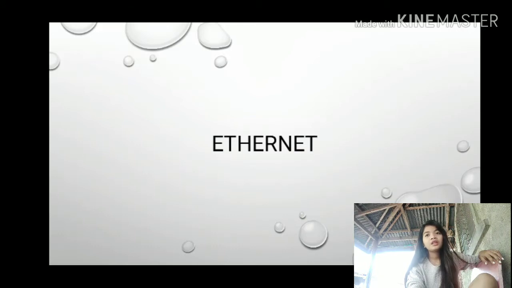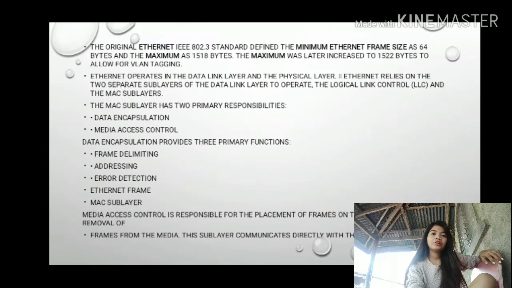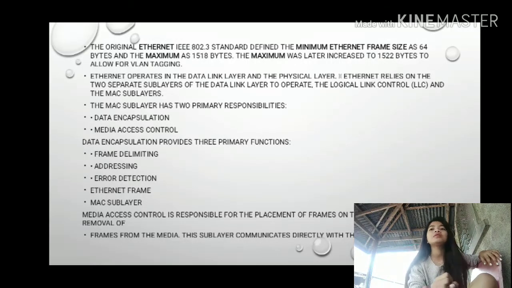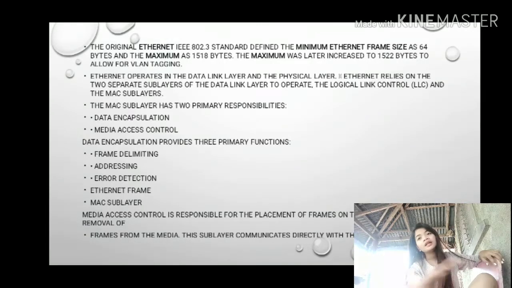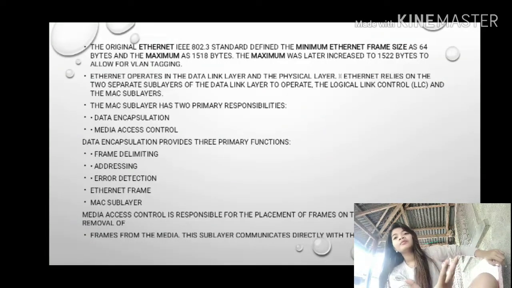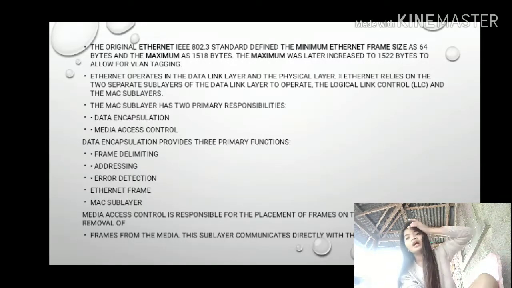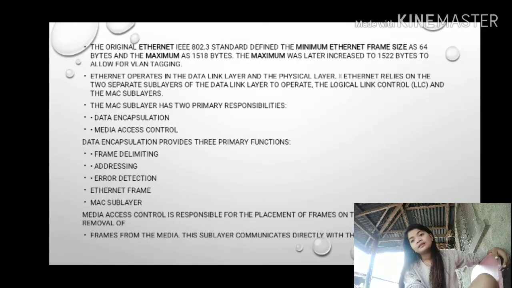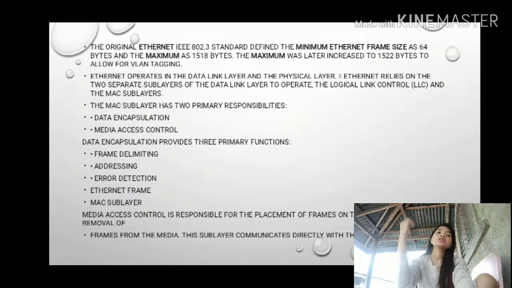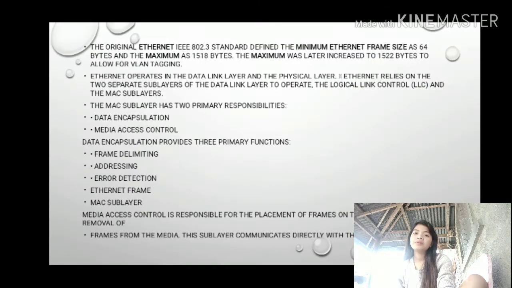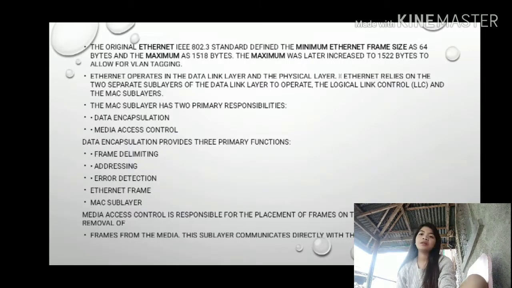Ethernet relies on two separate sublayers of the data link layer to operate: the logical link control (LLC) and the MAC layer. The MAC layer has two primary responsibilities: data encapsulation and media access control. Data encapsulation provides three primary functions: frame delimiting, addressing, and error detection. Media access control is responsible for the placement of frames on the media.